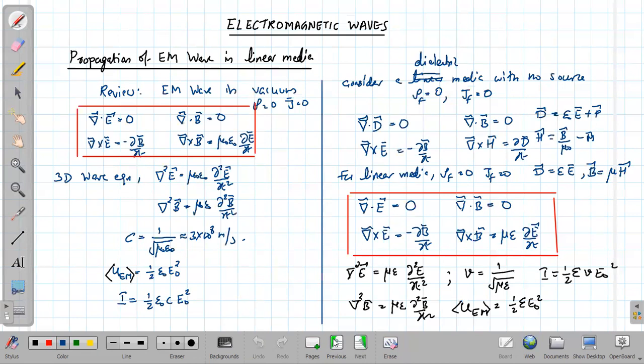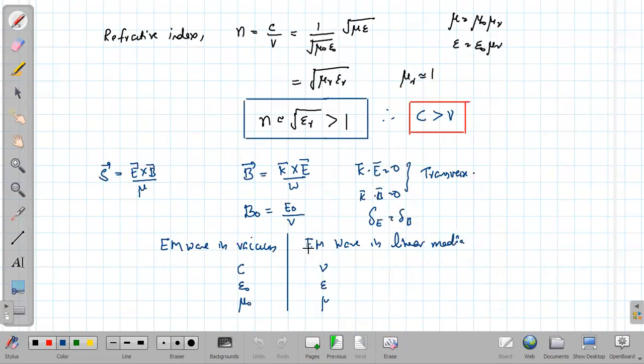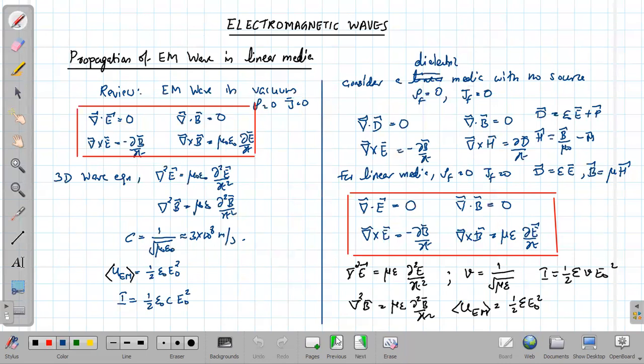We have completed the discussion of the propagation of electromagnetic waves in linear media. In linear media and vacuum, the propagation is the same. The electromagnetic wave is transverse. Both the electric field and magnetic field are in the same phase. The electric field, magnetic field and direction of propagation are mutually perpendicular, and they are connected in this way: B is k cross E by omega. The only difference is its speed. The speed of an EM wave in linear media would be slightly lesser compared to the speed of an EM wave in vacuum. That is the only difference.